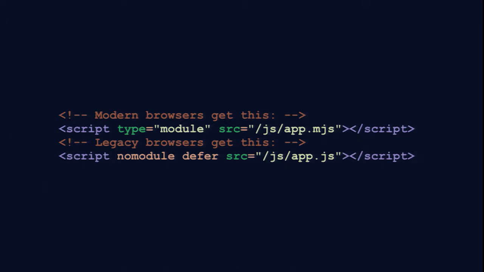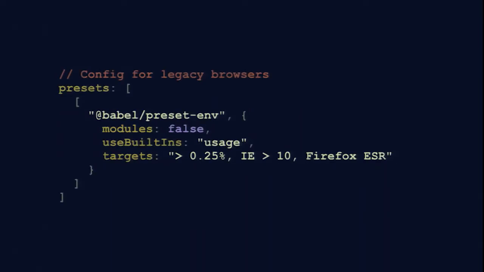The second script element loads a bundle for legacy browsers. No module attribute ensures that modern browsers will decline to download the affected script. Legacy browsers don't understand no module, so they'll just go ahead and download the script anyway. Now, configuring your toolchain to generate these bundles, it is involved, but it is doable. First, you need to create two separate Babel configurations, one for legacy bundles and one for modern bundles.